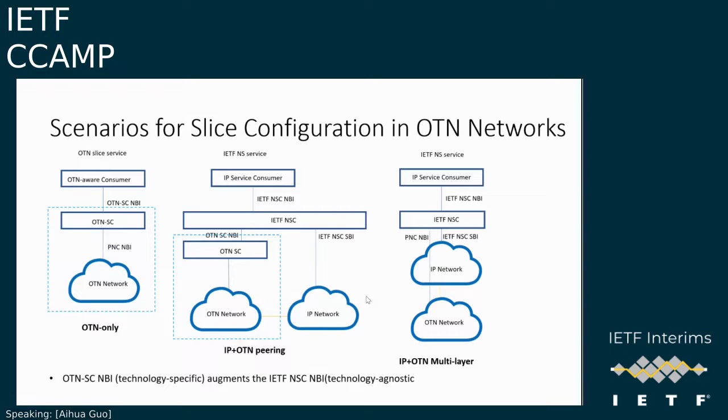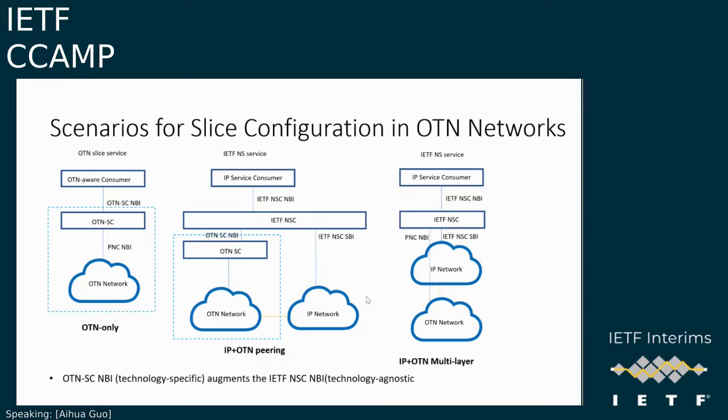Whereas on the right side is an IP plus OTN. And there are also two options to create a slice over IP plus OTN networks. In one case, on the right side, we could have an IETF network slice controller to provide an IETF network slice to its customer, and the IETF network slice controller can talk directly with IP and OTN over existing MBI to actually realize the slice that goes across both IP and OTN, right, layer to layer.